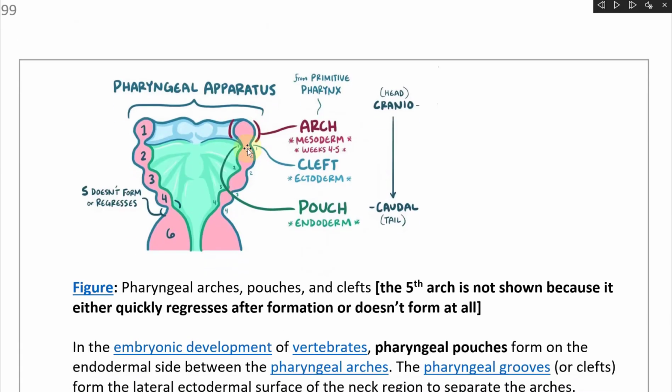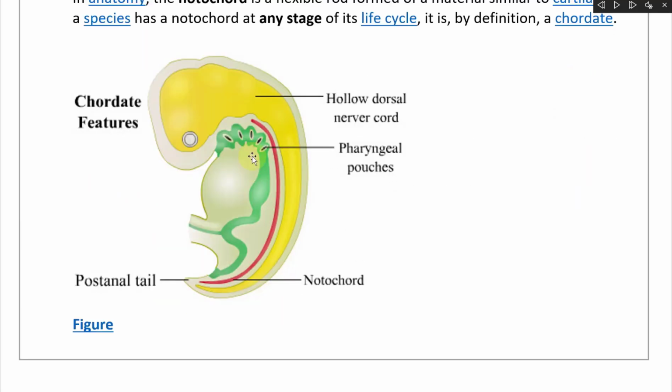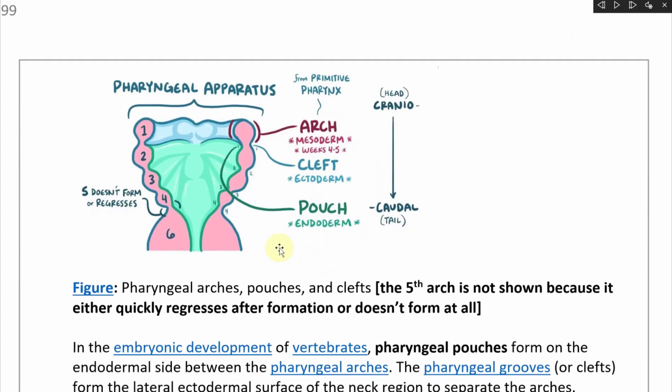So continue further. Before we get further into these, let's look at these pharyngeal pouches more closely, because there are similar terms that are just slightly different from the pouch itself. This figure is from osmosis.org. So pharyngeal arches, pouches, and clefts. The fifth arch, cleft, pouch, etc., is not shown because it either quickly regresses after formation or doesn't form at all. So we have the pharyngeal apparatus set up over here. You have 1, 2, 3, 4, 5. 5 doesn't form or regresses. You have the sixth one over here.